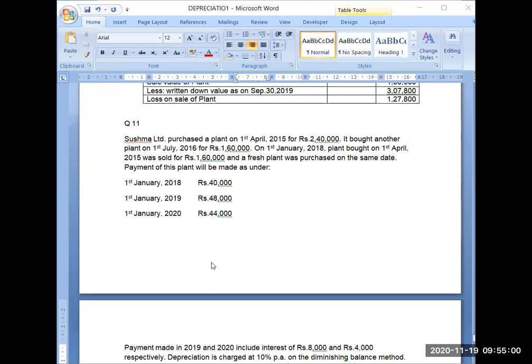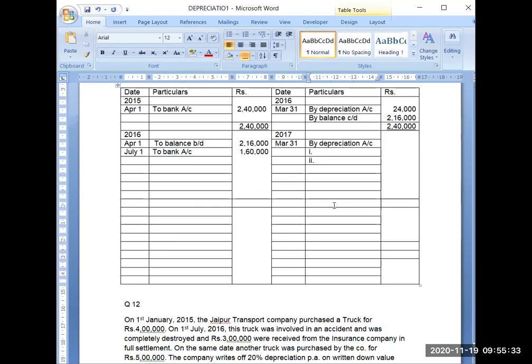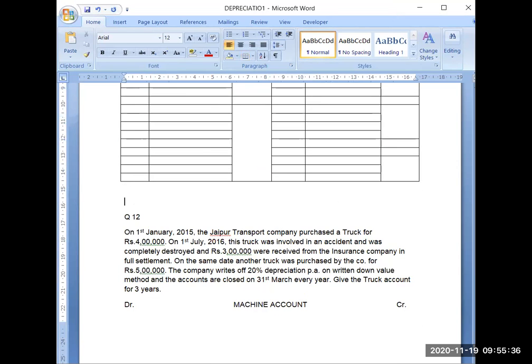So, okay. We will charge the depreciation in 2017, March 31st. And this time, because we have two plants, we will be charging depreciation on the two plants separately. We will prepare a working note.